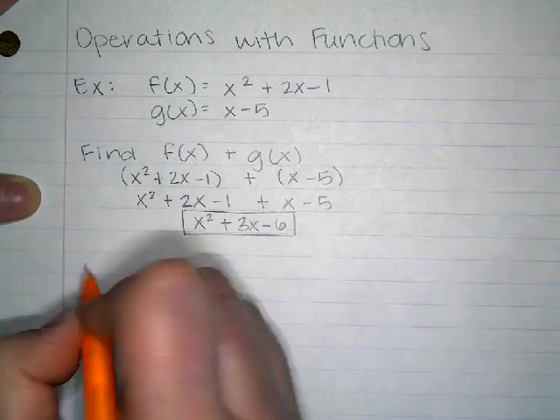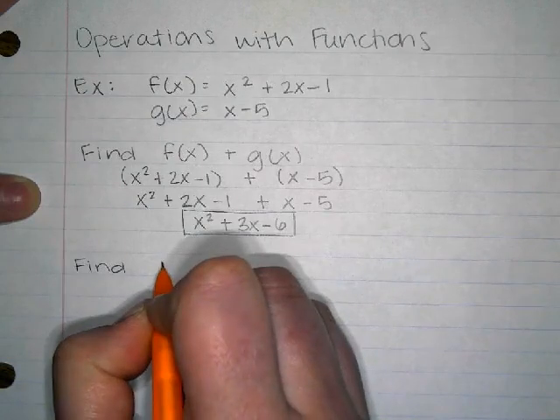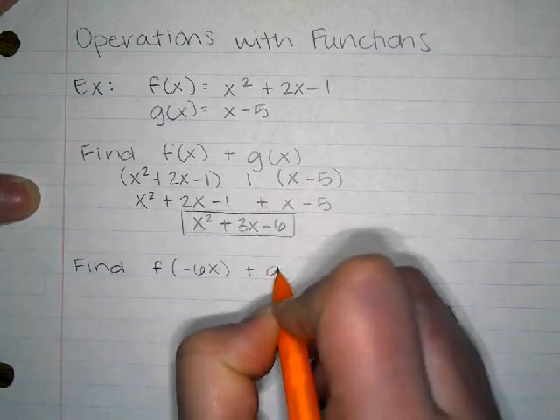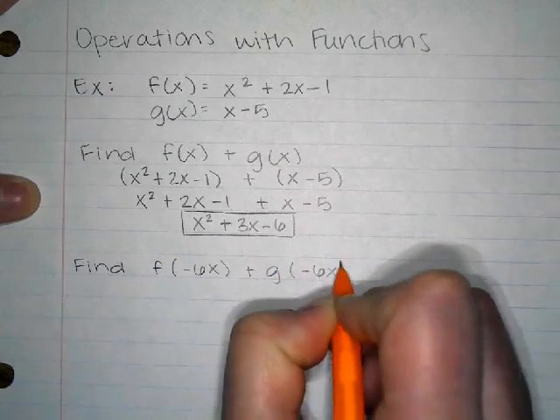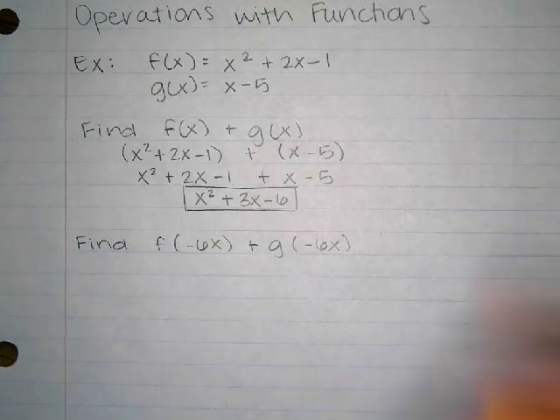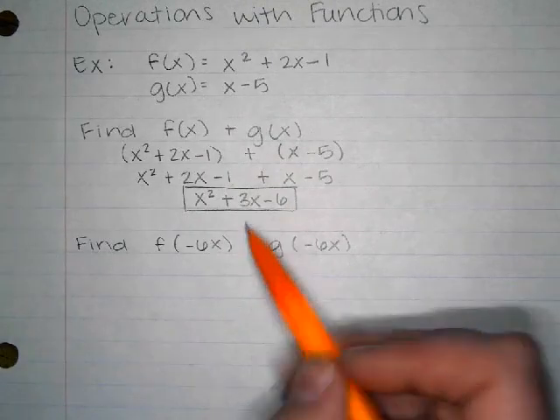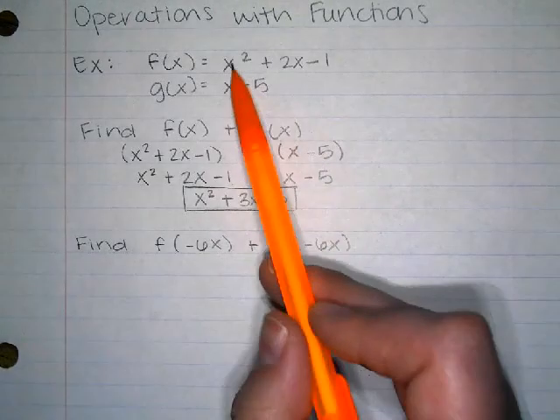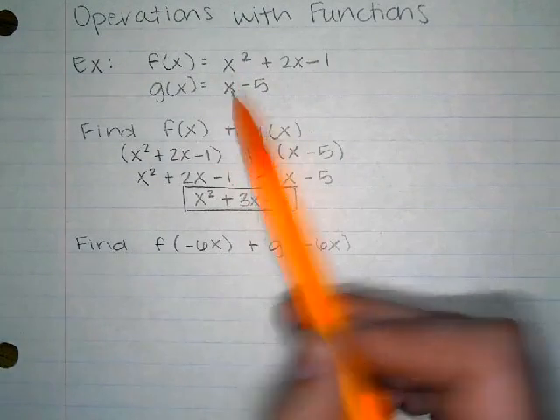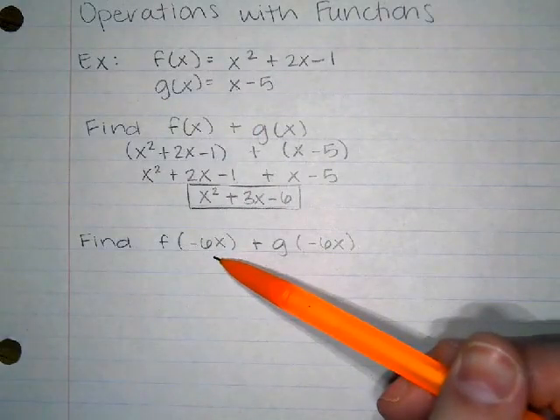Okay, what if I was doing the exact same problem, but they said find f of negative 6x plus g of negative 6x? You're close. With the x. Negative 6 with the x. So you'd be doing the same problem, but instead of writing an x and an x and an x, you would be taking these x's out, and you'd be replacing them with negative 6x.